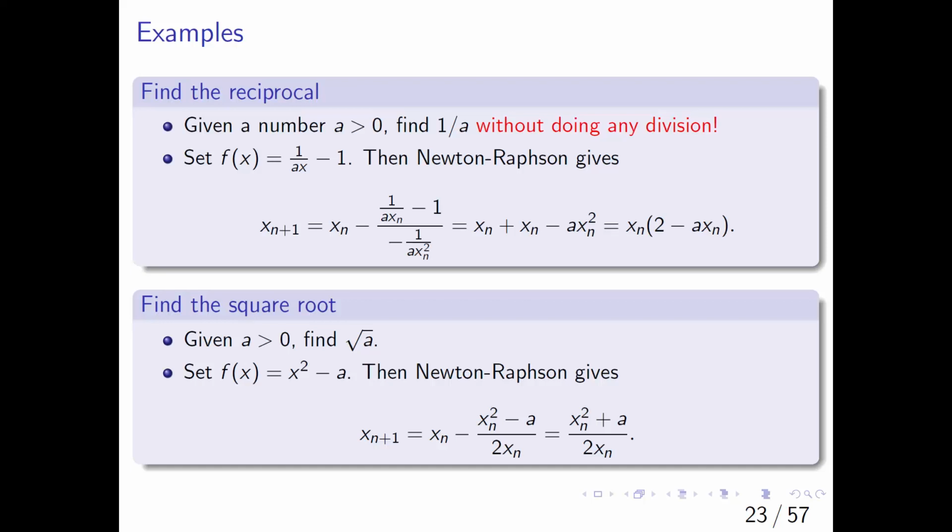The second question is to find the square root. Given a positive number A, find the square root of A. This is another interview question. I'm not sure whether this question still gets asked now, but 15 years ago, this was very popular.